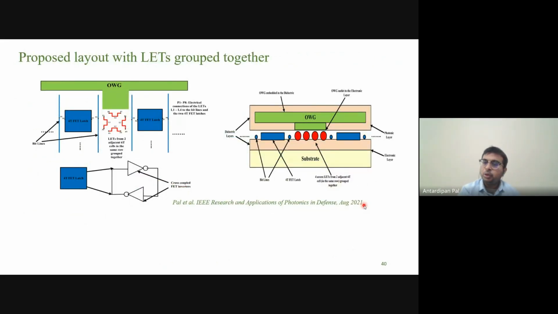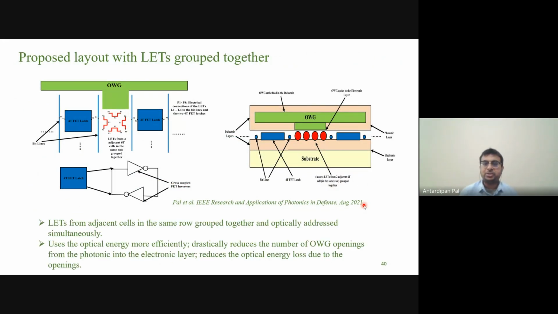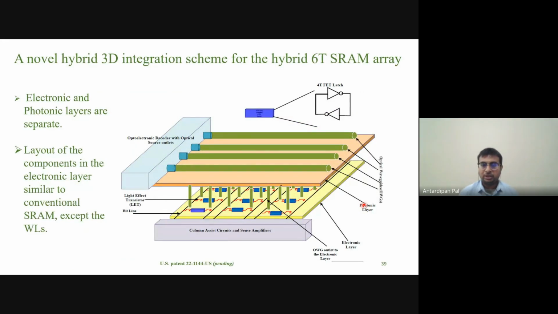Now, what else could we have done? Again, these are published results. Now, the problem is, if you come back to the previous slide, you see there are so many openings, right? If we have 1,000 of these guys in a row in the horizontal direction, and each has 2 openings, so 1,000 into 2, that is 2,000 openings.